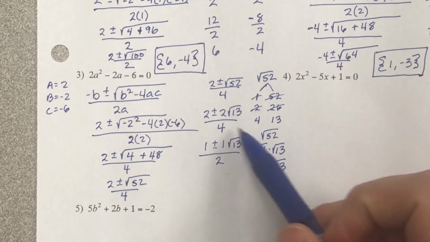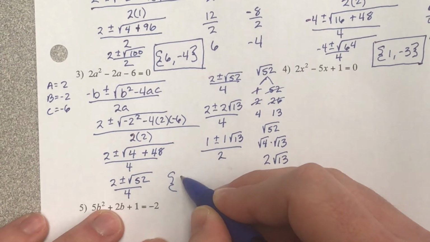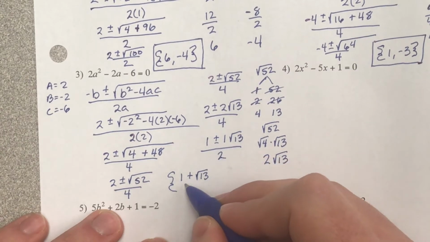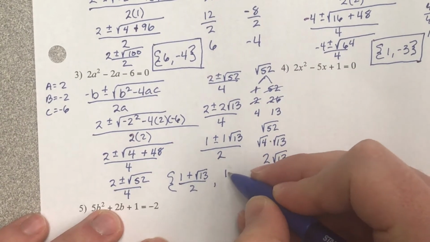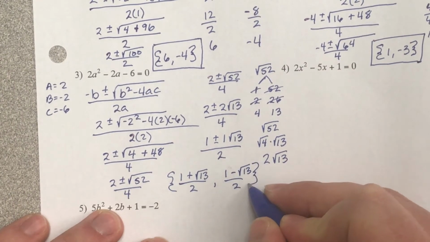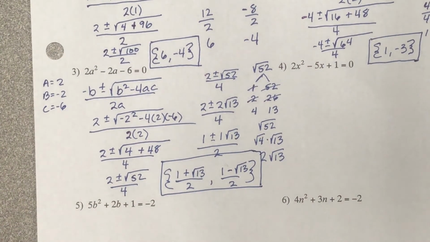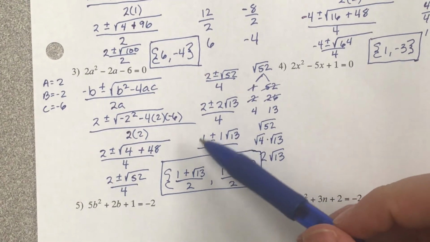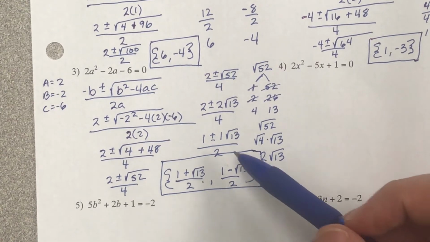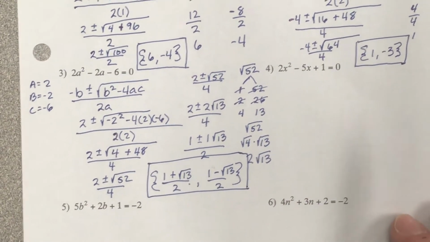So this is what our final answer will be here, but we can split it up to where it looks like this. So we got 1 plus the square root of 13 over 2, comma, 1 minus the square root of 13 over 2. And this would be my final answer. It's in simplest form, and I can't do anything else besides this right here. I could get a decimal form of this, but I would just keep it in fraction and radical form. All right, number 4.